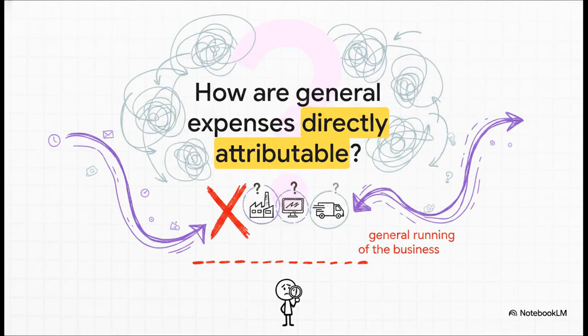And that brings us to the next logical hurdle, which is honestly a big one. General administrative expenses, by their very definition, are broad business overheads. So it makes zero logical sense to claim that these broad overheads can be directly attributable to specific assets. It entirely contradicts the core nature of what an administrative expense is meant to be.